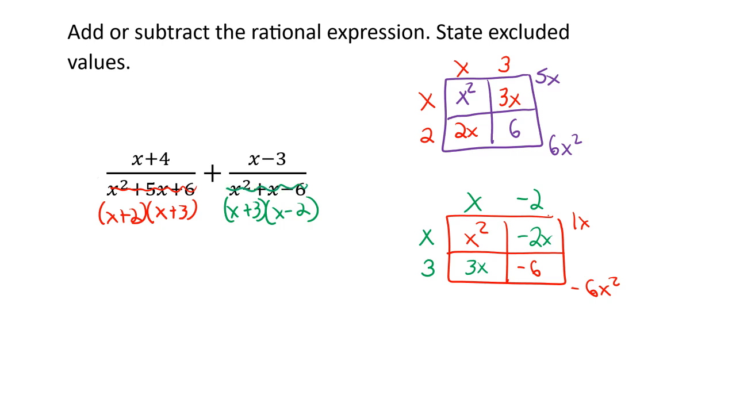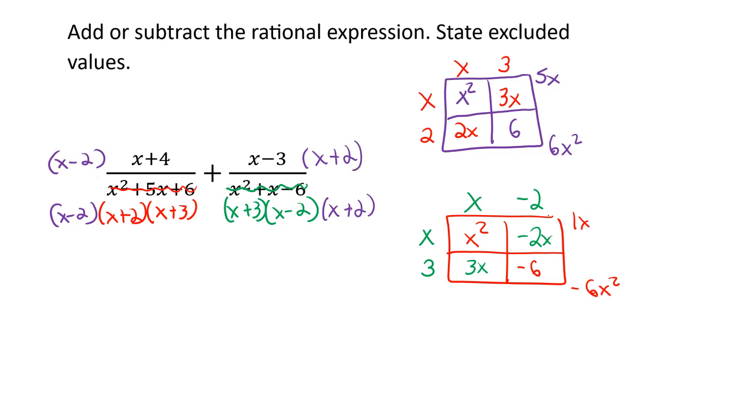So now looking at our denominators, now that they're factored, we can see that they share an x plus 3, but the fraction on the left is missing the x minus 2. So I'm going to bring in an x minus 2 to top and bottom. And on the fraction on the right, in the denominator, it's missing an x plus 2. So I'm going to bring in an x plus 2 to the top and bottom.